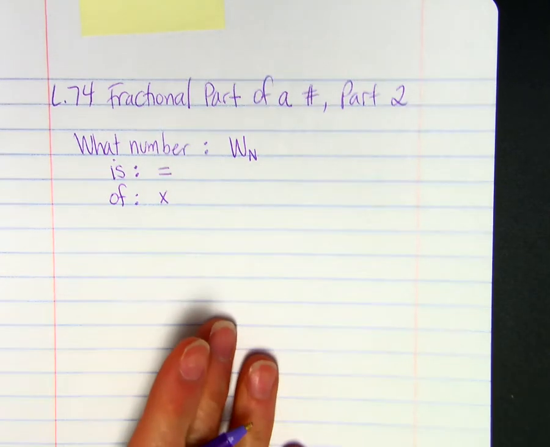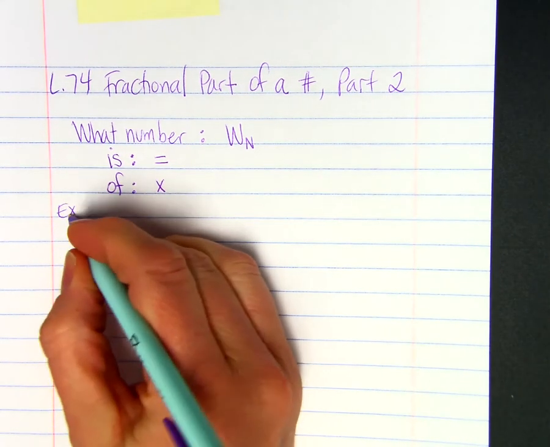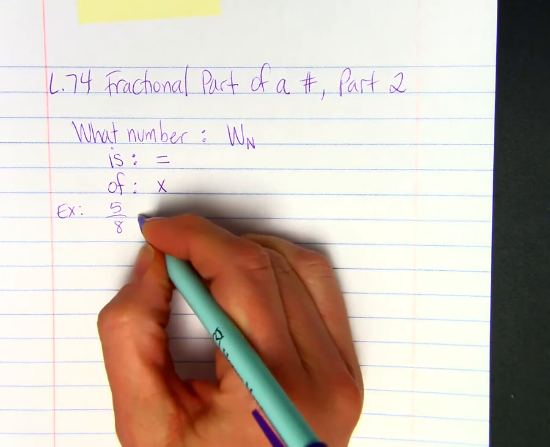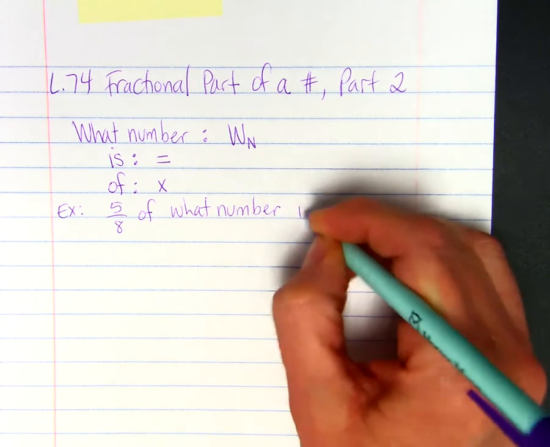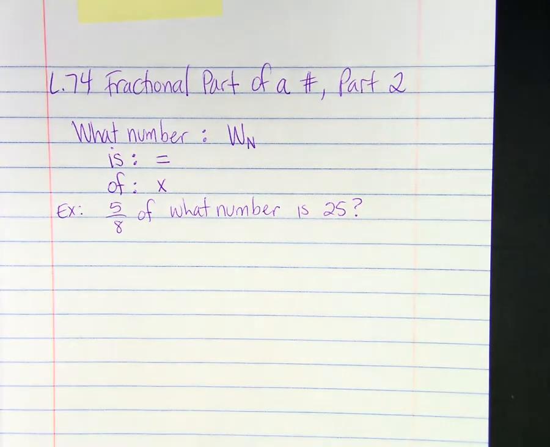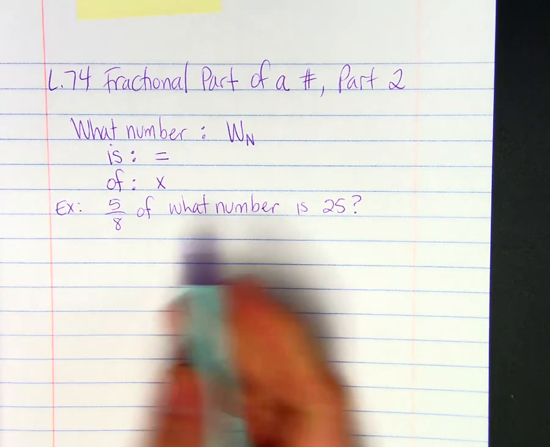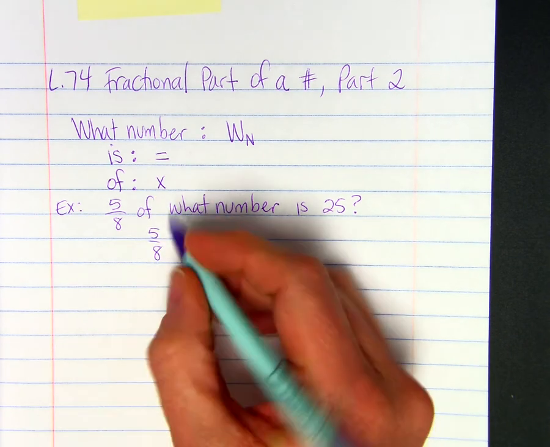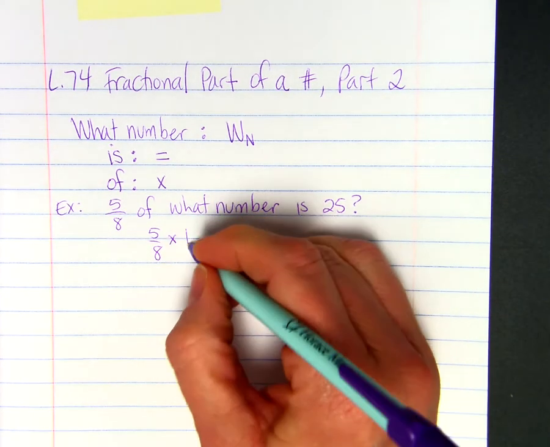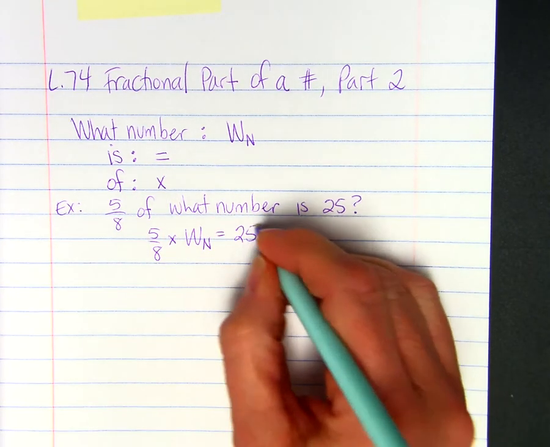Now sometimes we have fractions, so they're just going to be throwing in some fractions now. So here's some examples. 5/8 of what number is 25? So we're just going to translate using these key terms. So we just write our number 5/8. We see the of, so we know that means times. What number goes to W sub n is replaced with equals 25.